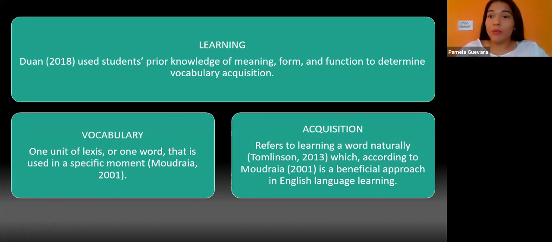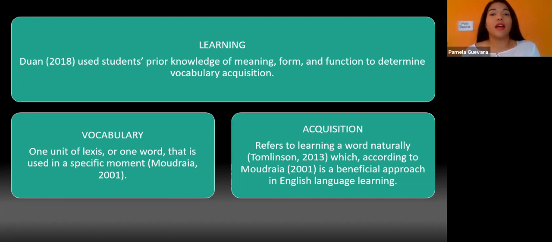First, let's talk about learning. Students use prior knowledge of meaning, form, and function to determine vocabulary acquisition. What is vocabulary? It is one unit of lexis, or one word that is used in a specific moment.